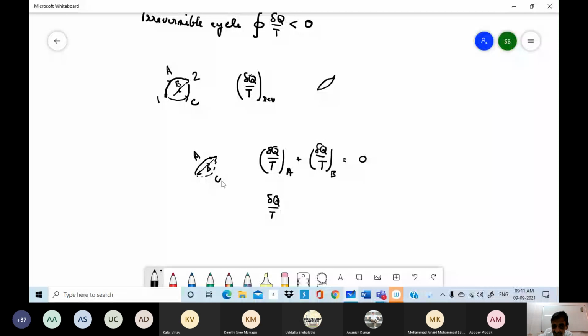And if I go along C, so the C is an irreversible process. We denote it by dotted lines because the intermediate states are not equilibrium states, they are non-equilibrium states. So you could be having differences in pressure across the system. So there could be free expansion, or you could have temperature differences, jumps. So there could be heat transfer through a difference in temperature.